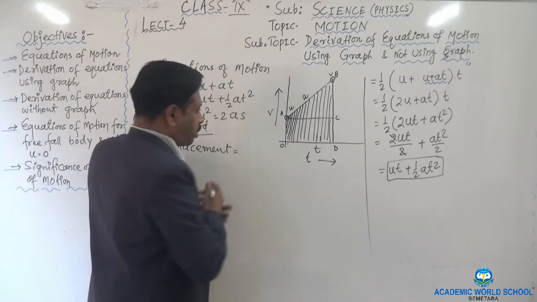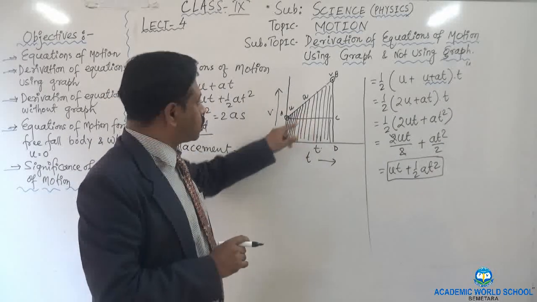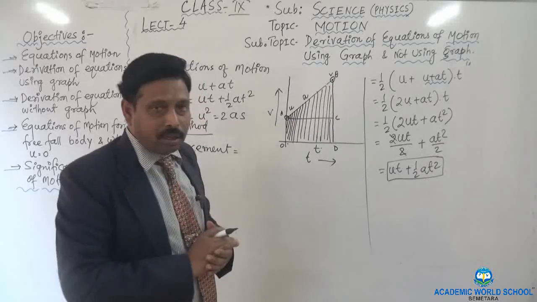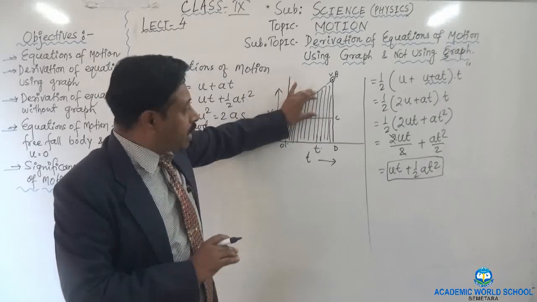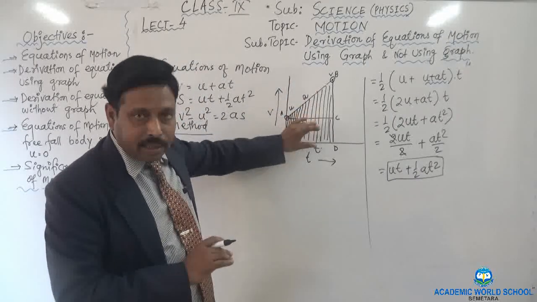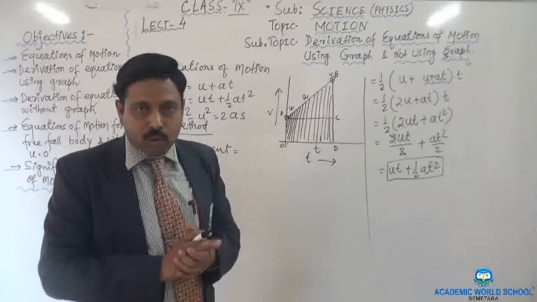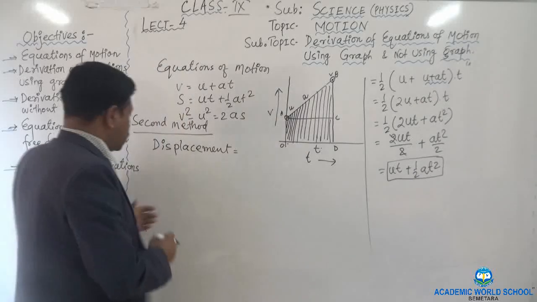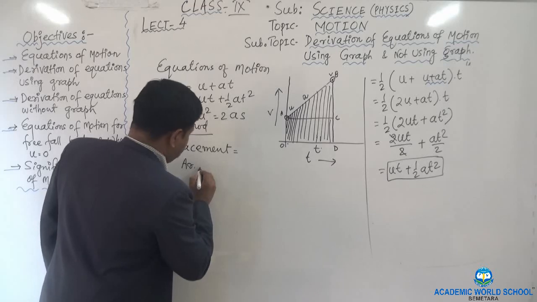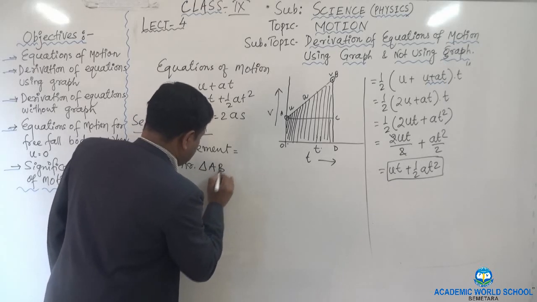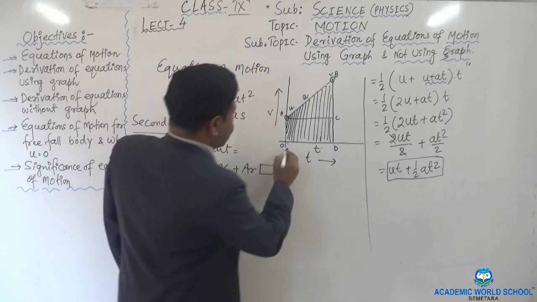So displacement is equal to, now what you will do, in the shaded portion we are also getting two figures. One is a triangle ABC and another one is a rectangle OACD. So if we find out the area of the triangle and the area of the rectangle and both are added, then we can get the total area of the shaded portion. So the same thing I am going to do. I write it: displacement is equal to the area of the triangle ABC plus the area of the rectangle OACD.